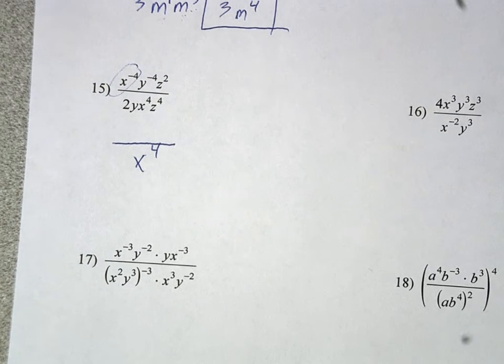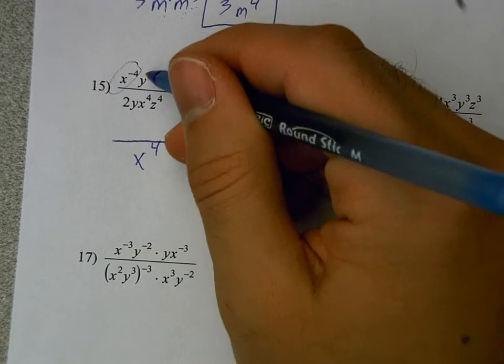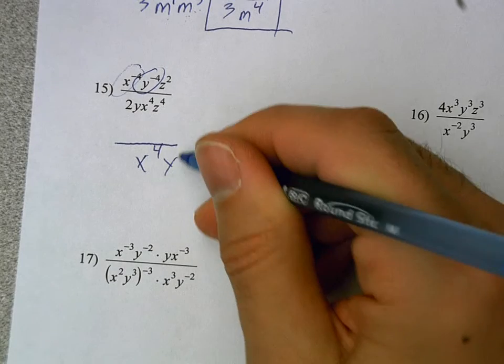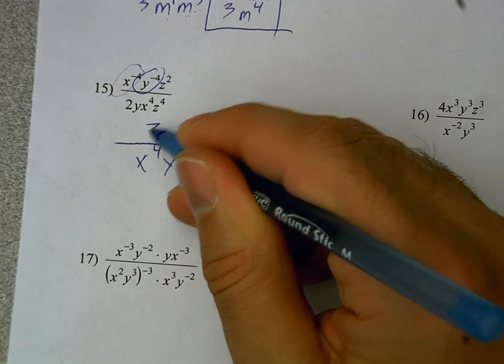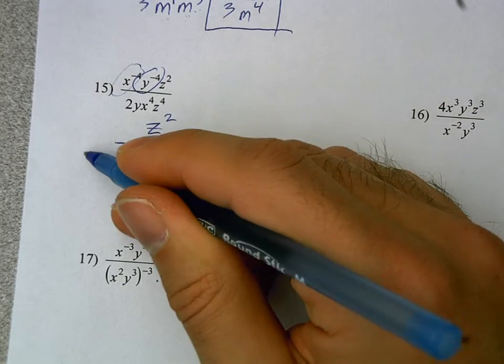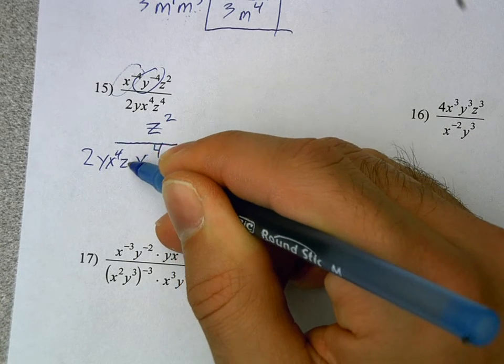Let's see here. Parmjot, do you see any other negative exponents? And so what do we do with it? And where do we put it? Does it go on the top or the bottom now? The bottom. So we're going to take that y to the negative fourth, put it on the bottom too. Those are our only negative exponents, so let's write out what's left over. We've got a z squared that's still on top, and then we had this 2y x to the fourth z to the fourth that was already down there.